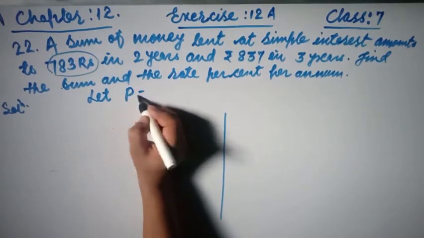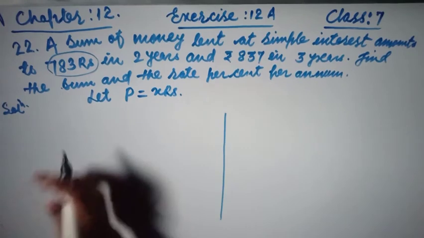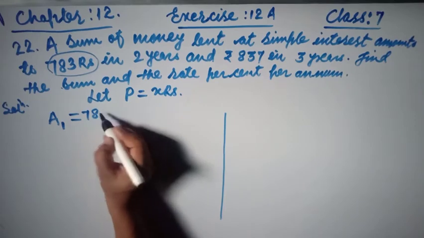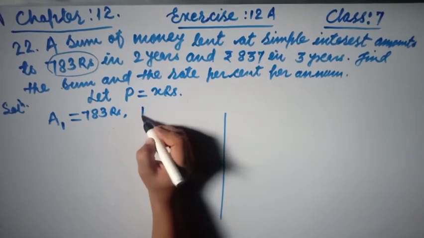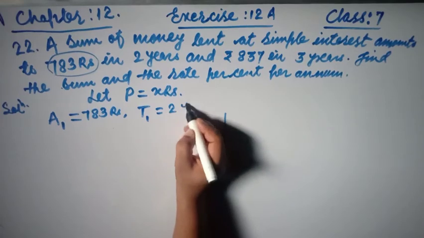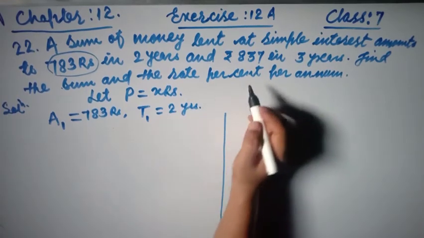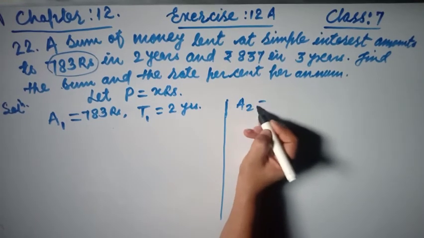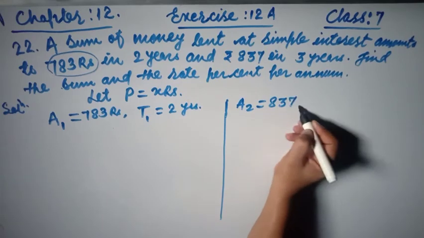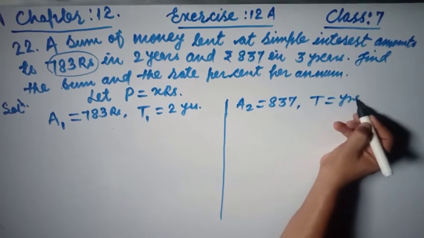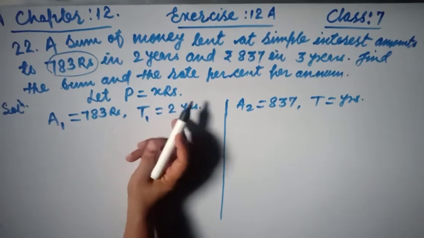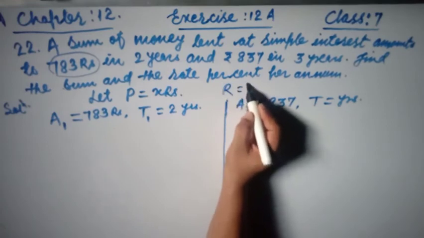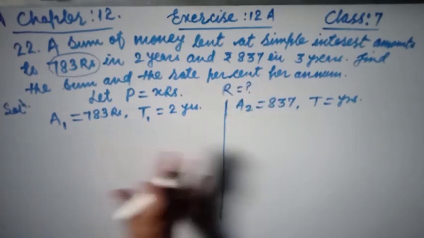Okay, so first let the sum of money P be equal to x rupees. Now the first condition is given. Suppose A1, A for amount, is 783 rupees. And time T1 is given, this is 2 years. And the second case is given, friends, this is A2, 837, and the time is 3 years. Find the sum and the rate percent per annum. It means we have to find, friends, x, that means P, as well as R. Okay, so this is the first and the second condition.